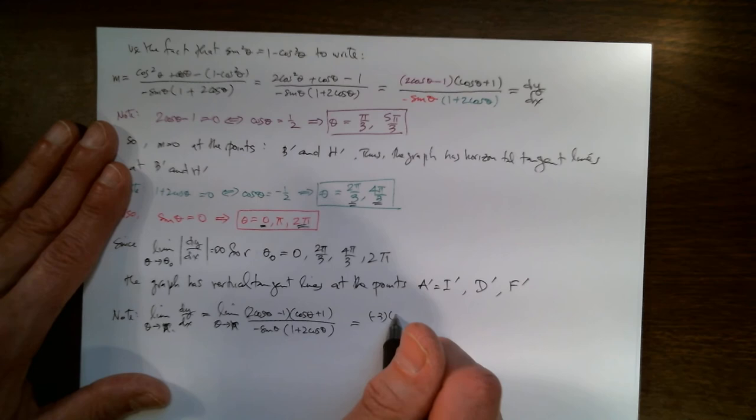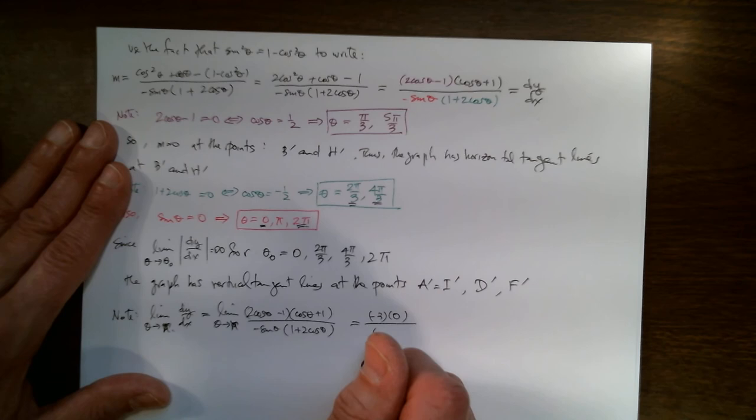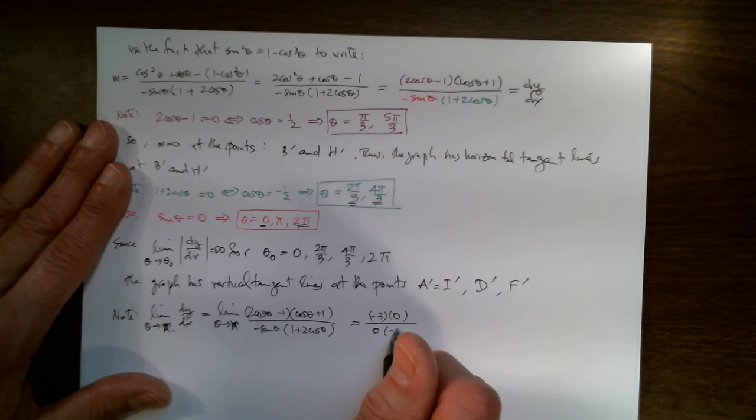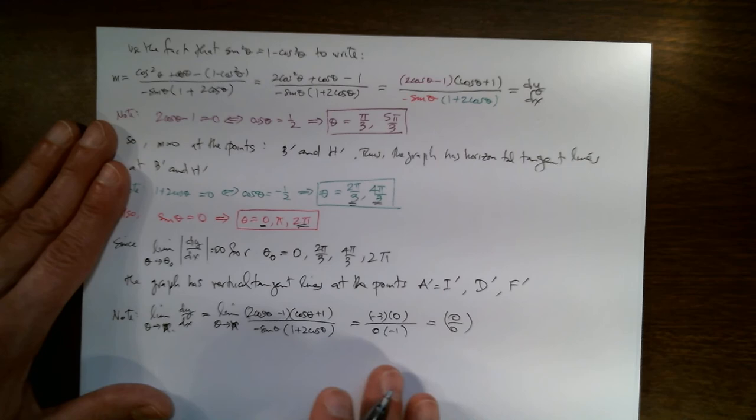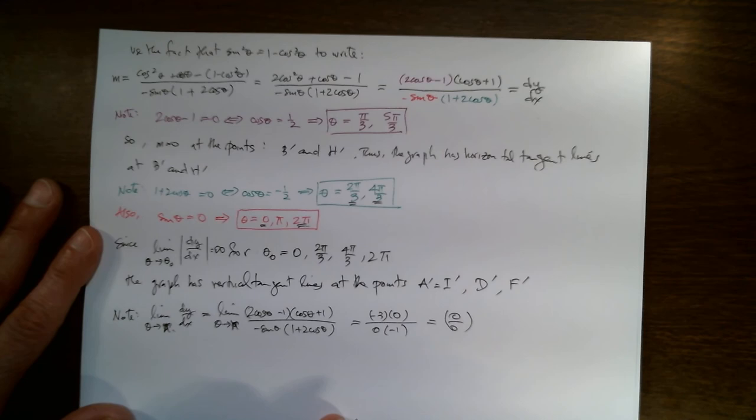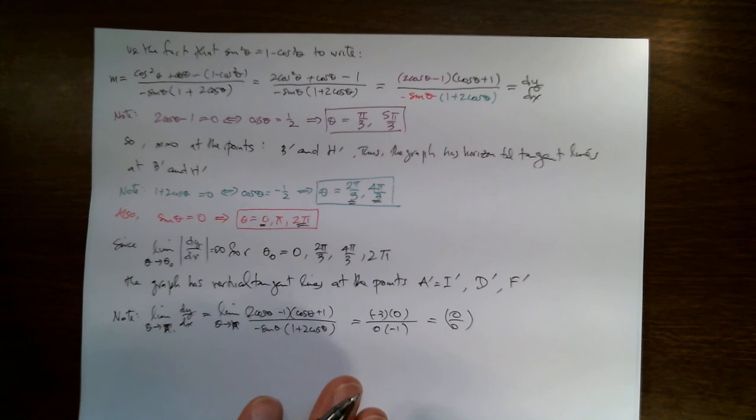In the denominator here, the sine of pi is 0, and 1 minus 2 cos pi, 1 minus 2 is minus 1. So you can indeed see that we have the 0 over 0 indeterminacy as theta approaches pi. And so the question is, specifically, what is the value of this limit?